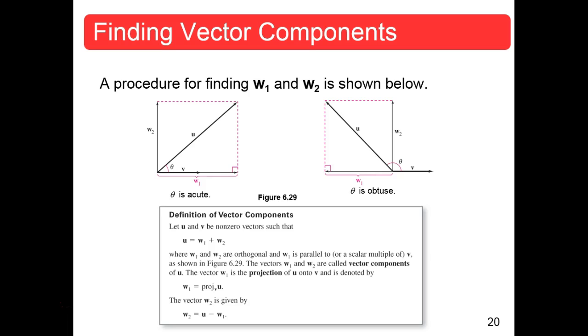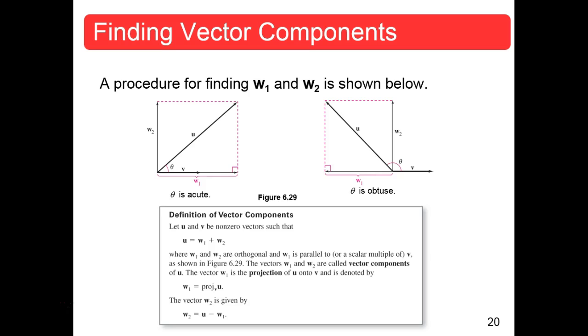So the definition of the components: let U and V be non-zero vectors such that U is equal to W1 plus W2, where W1 and W2 are orthogonal with each other, and W1 is parallel to, or a scalar multiple of, the vector V, this other vector V. So V and W1 are in the same direction. Okay.